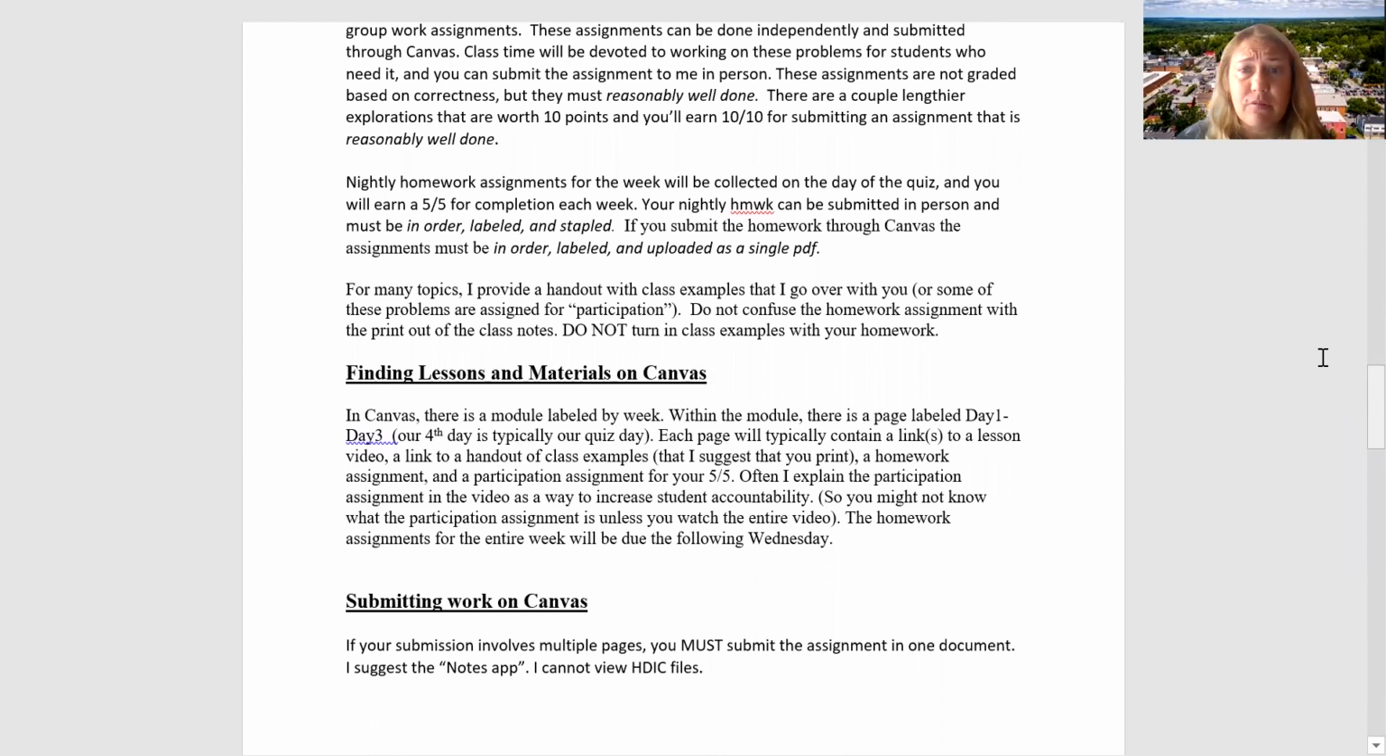Now, when I'm talking about homework, make sure that you don't put your class notes or the class examples in with your homework. Sometimes I will give you very similar assignments, okay? So I will give you a paper that's labeled Rational Expressions Class Examples. And then I'll give you a different handout that says Rational Expressions Homework, okay?